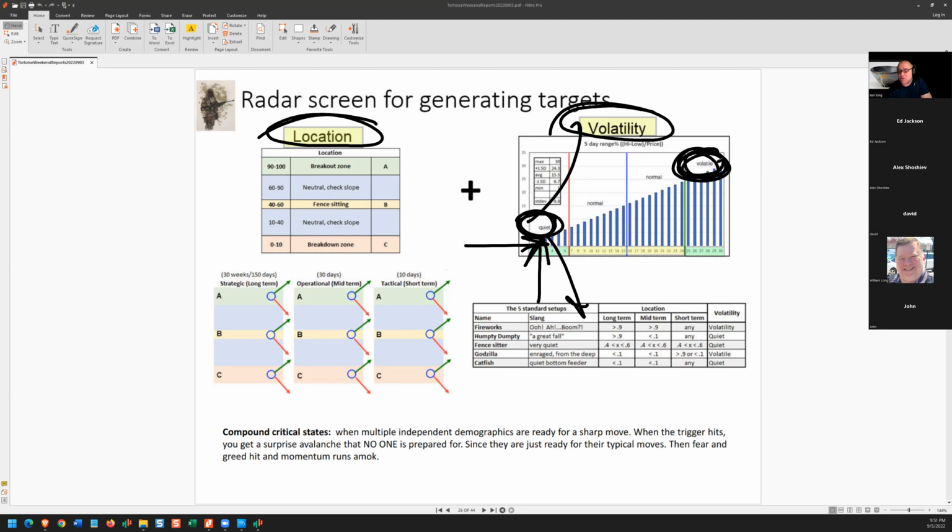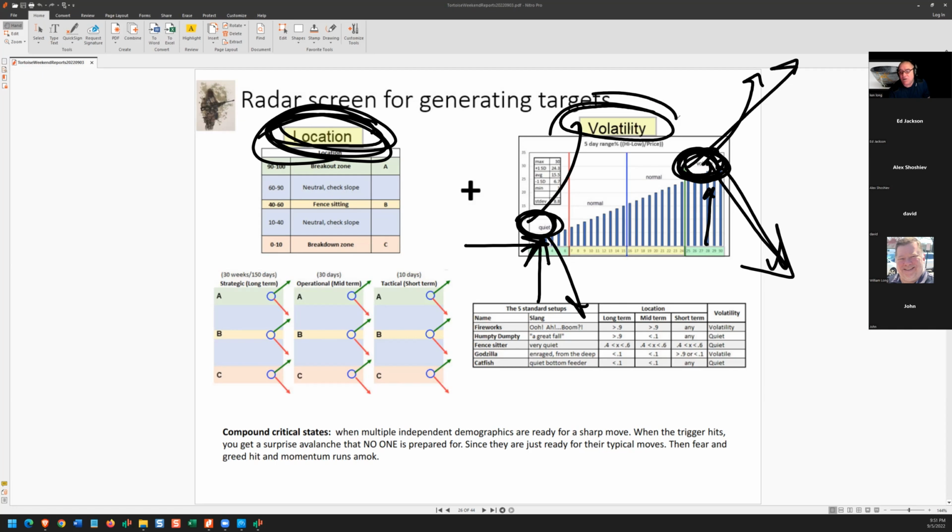The other place that gets big moves if it's already volatile. Then the volatility could continue in the same direction, or it could reverse with big volatility. So the things that make sniper targets are compounded critical states in which location and volatility lead to the possibility of increased large moves. That is the essence of a compound critical state.